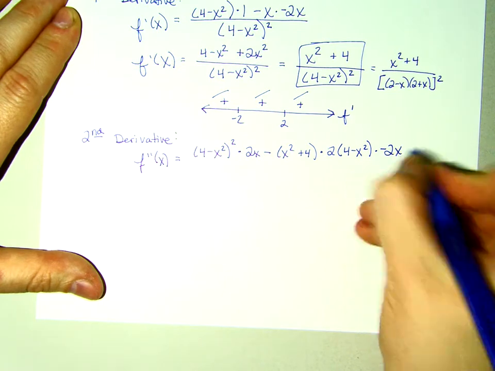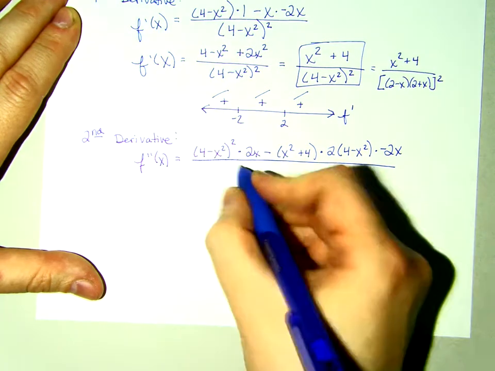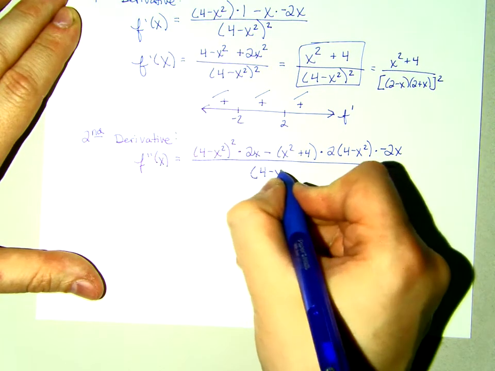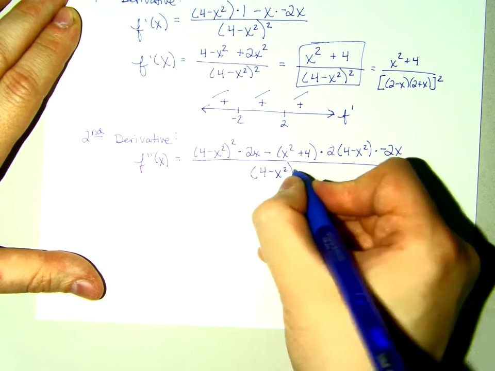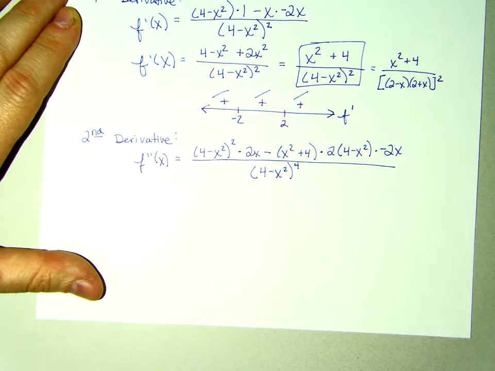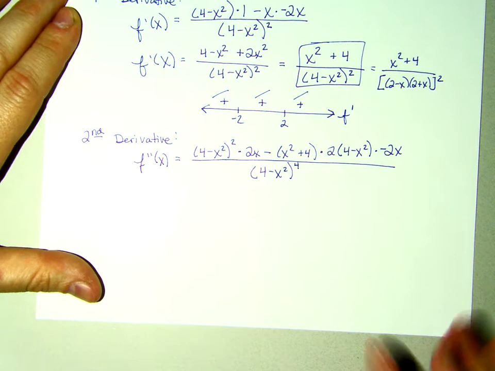Perfect. Okay, draw the line. Square below, so the bottom is 4 minus x squared, squared, squared. So I'm just going to say 4 minus x squared to the fourth. I'm having a blast.